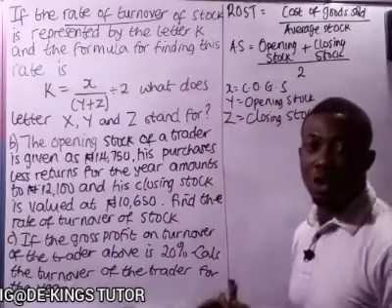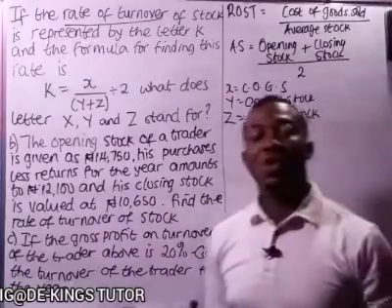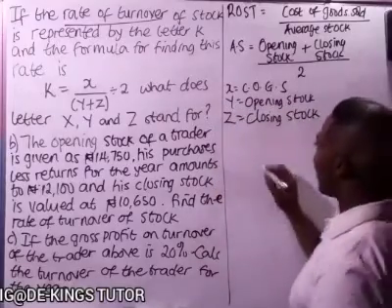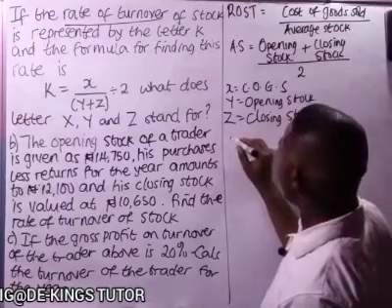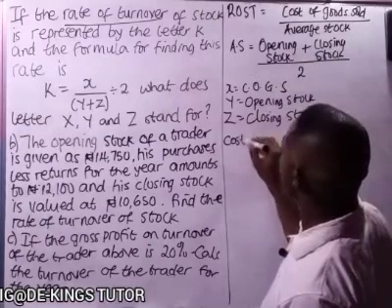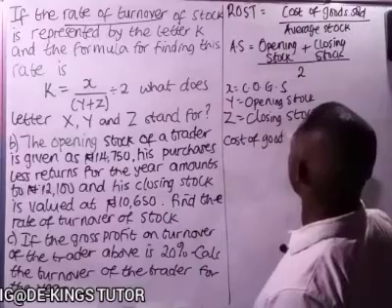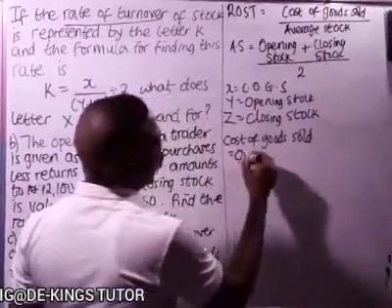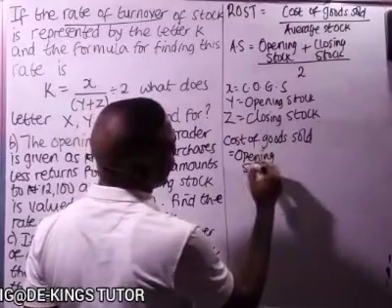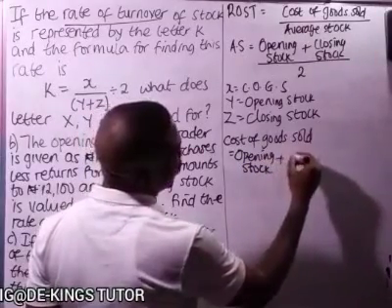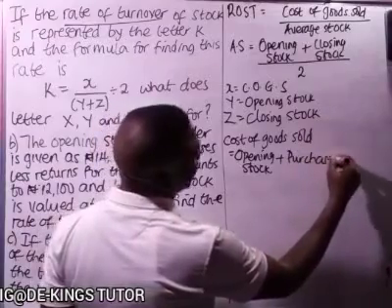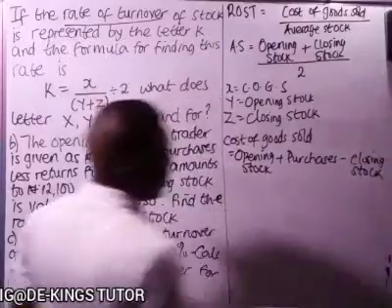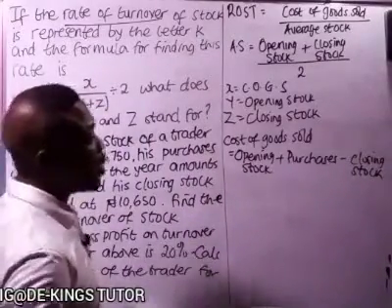They did not give us cost of goods sold. It means we have to find the cost of goods sold. Now we are conversant with the final account. The cost of goods sold will be given as opening stock plus purchases minus closing stock. That's cost of goods sold.